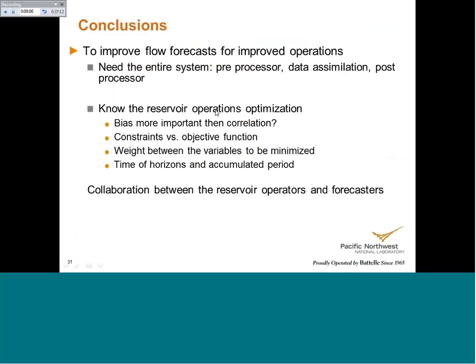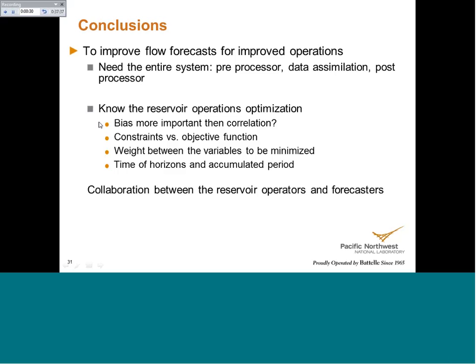How to improve flow forecast for improved operations? So even if the optimizer says that there is not all that much value, well, we do need the entire system. We need the preprocessor, we need data assimilation, we need the post-processor. But what we also need to know as hydrologists is the reservoir operation optimization scheme. If we don't know how it works, we can't improve the inputs.